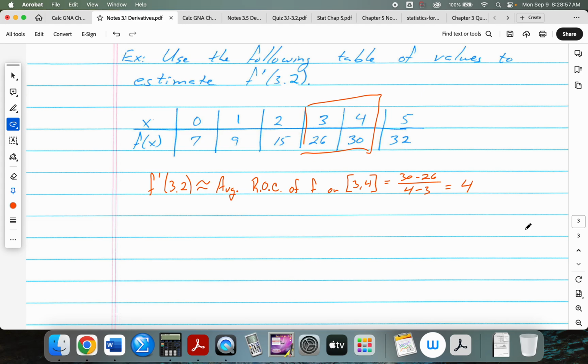Do I have any confidence that this is exactly 4? No. Do I have any real confidence that it's close to 4? No. But this is the best I can do. If they asked, for example, what's f prime of 3, I would do the interval from 2 to 4. Go from one side to the other instead of just on one side.